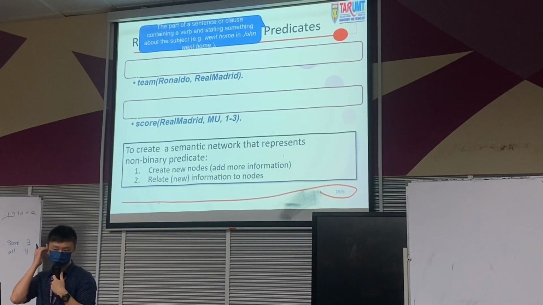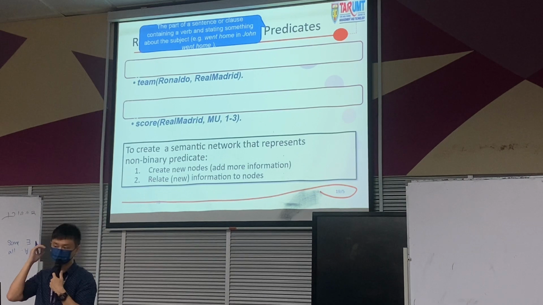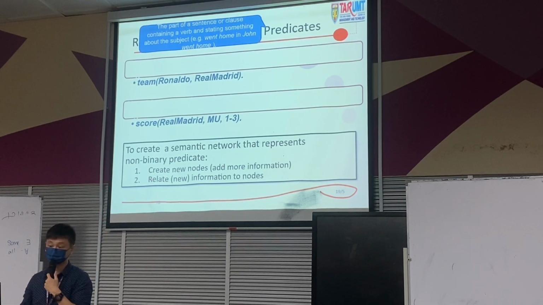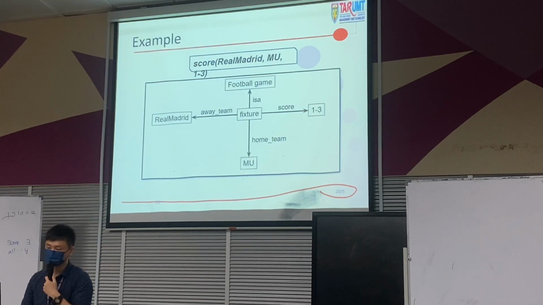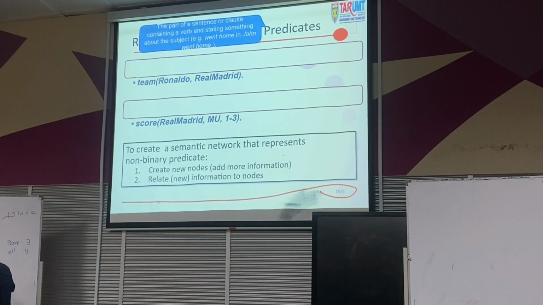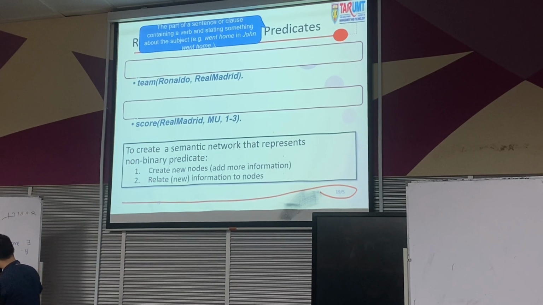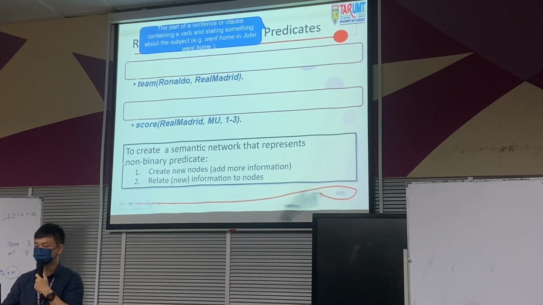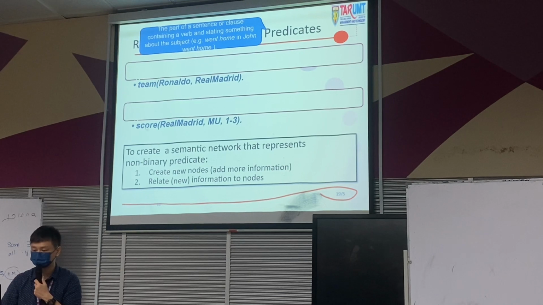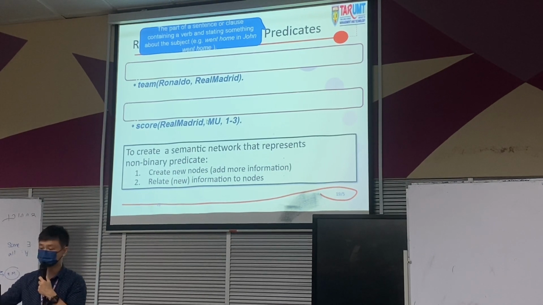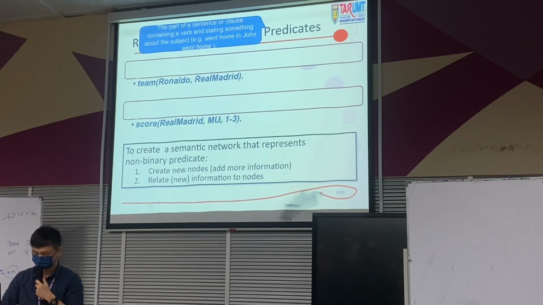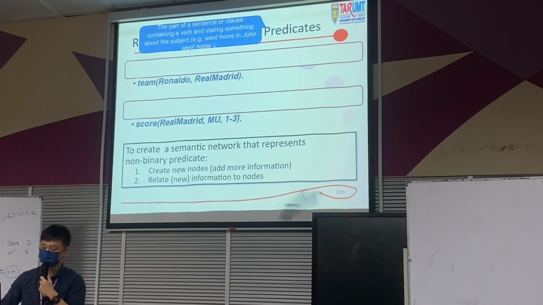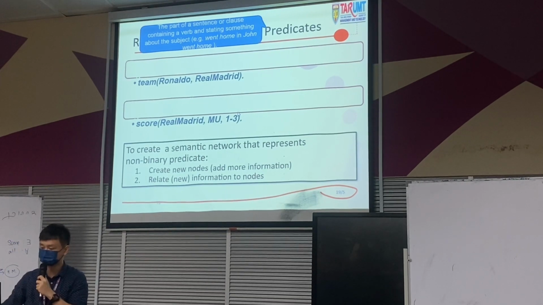Okay, just now we learned about binary predicates, which are direct relationships. For example, the first one, Ronaldo, Real Madrid. So we have Ronaldo, Real Madrid, which is very simple. Then you have two concepts here. Okay, Ronaldo, maybe team is Real Madrid. This is binary. But let's say now we have a non-binary predicate. What happens? This second example here shows a non-binary predicate. You have three concepts here: Real Madrid, MU, and 1-3. It means that in one event you have three objects here.